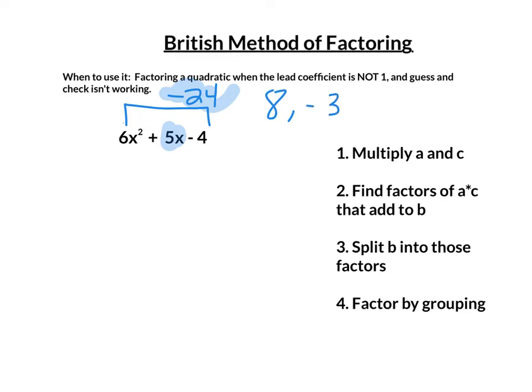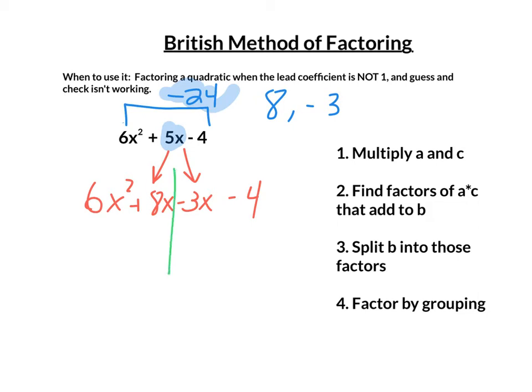So what I use that 8 and that negative 3 for is I really split my middle term. So I'll be left with 6x squared plus 8x minus 3x minus 4. We haven't really changed the function. We've just split 5x into positive 8x minus 3x. At this point, I'm going to factor by grouping.